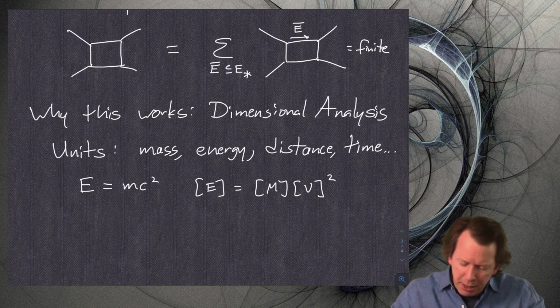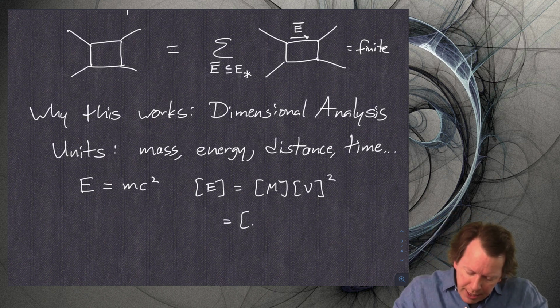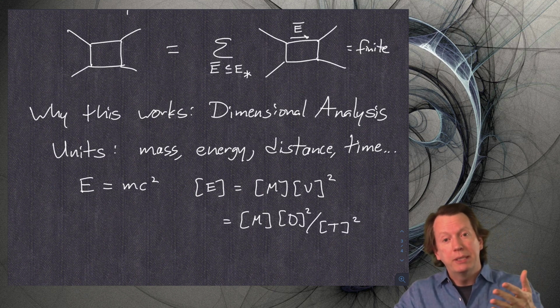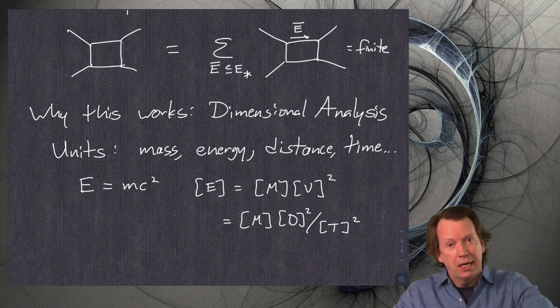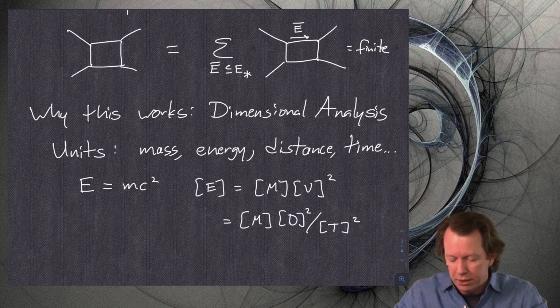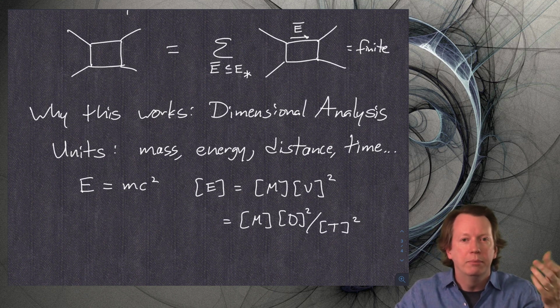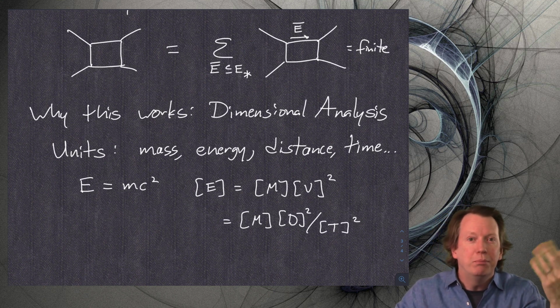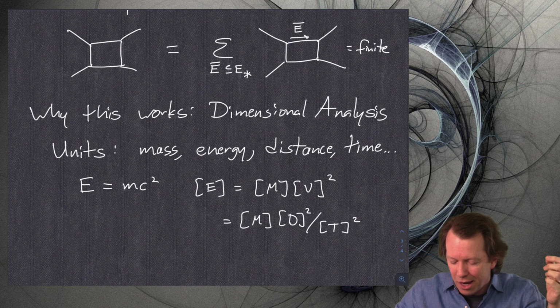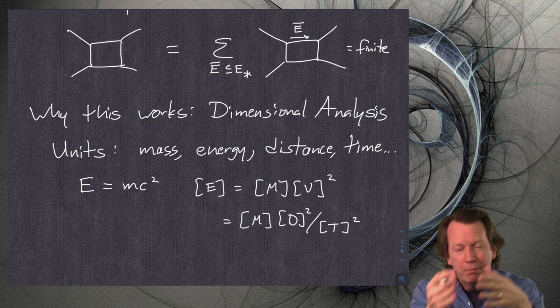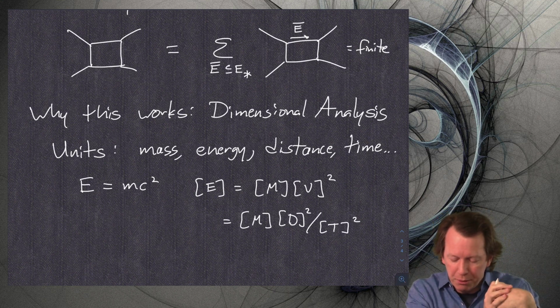Velocity is distance divided by time. So this is mass times distance squared divided by time squared. So all you need to express energy are units of mass, distance and time in whatever system you want. CGS is a common choice: centimeters, grams, and seconds. MKS, meters, kilograms, and seconds, is another common choice. But length, mass, and time, that's what you need to be able to measure.